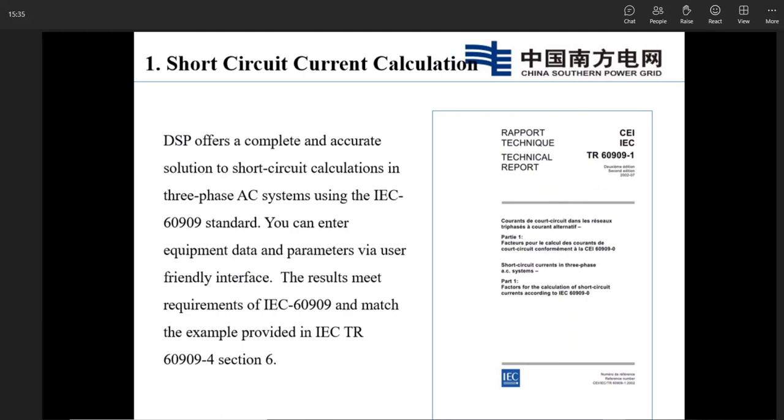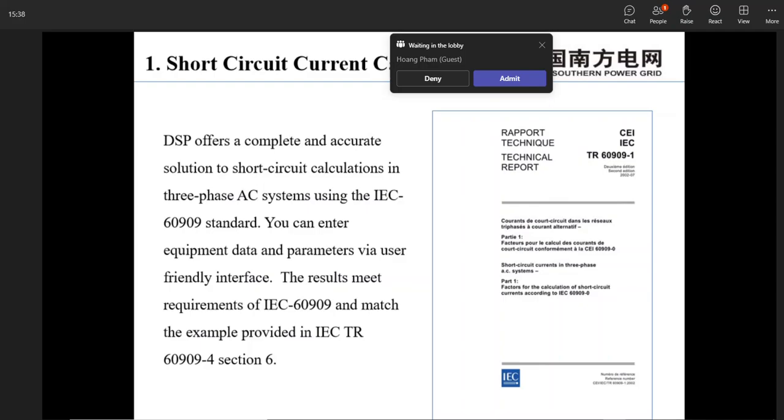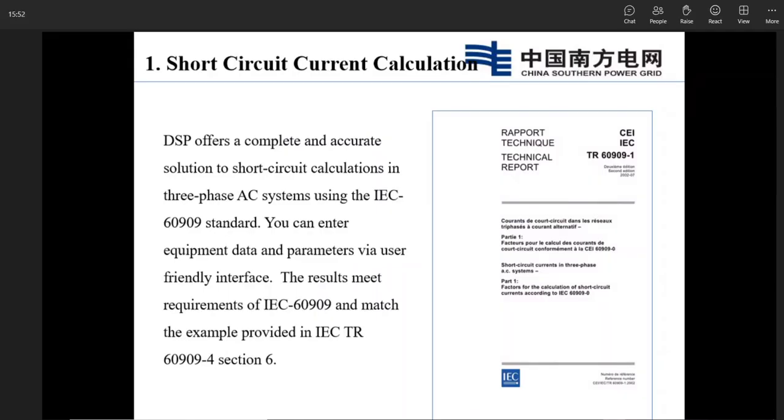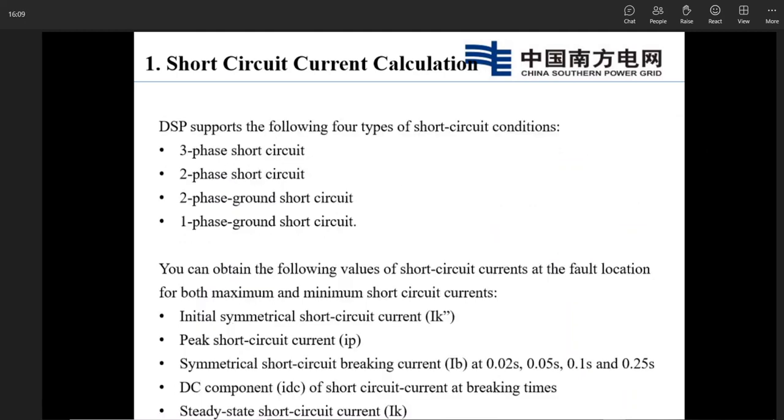DSP offers a complete and accurate solution to short circuit calculations in three-phase AC systems using IEC 60909. It's an international standard. You can enter equipment data and parameters, and the result meets the requirements of the international standard. This is the picture of the international standard.